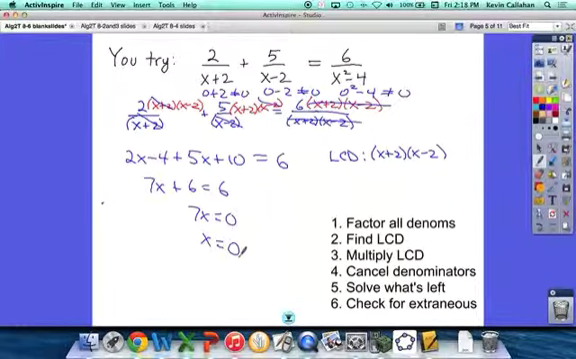Now, it used to be the book, before they rewrote it for this year, they actually made more of a distinction between 2 different kinds of problems.